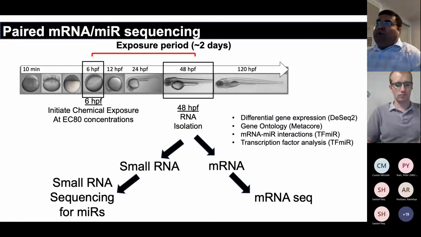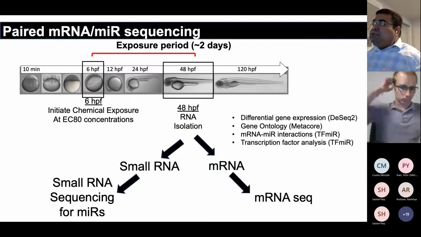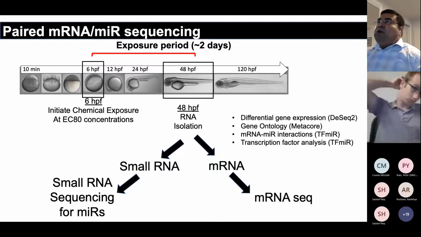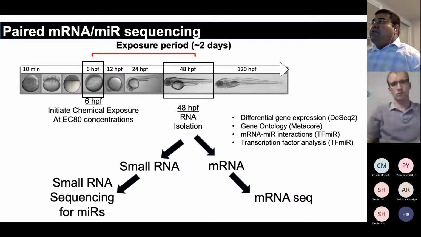So for this part of the project, for this microRNA mRNA sequencing, our exposure period was 2 days instead of 5 days. So why are we choosing 2 days? The 2 days exposure period was chosen to capture the genetic signature prior to seeing any phenotypic effects or mortality.